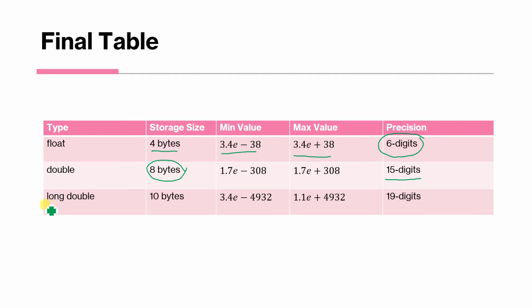Similarly, or finally, if you use long double, then the storage size, or number of bytes allocated by the compiler, is 10 bytes, and the minimum value that you can represent over here is 3.4 E minus 4932 to 1.1 E plus 4932. So this is the range of your long double, and here the precision you will get is 19 digits.